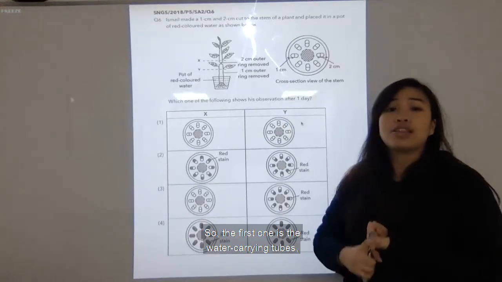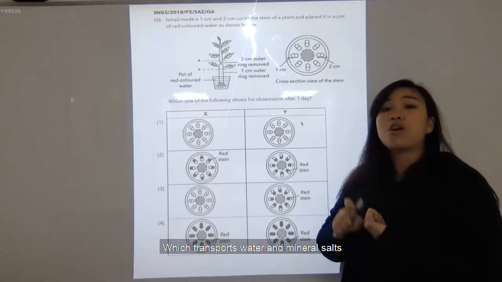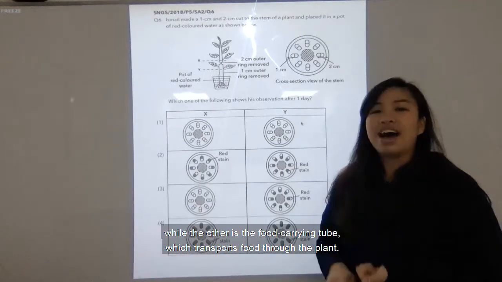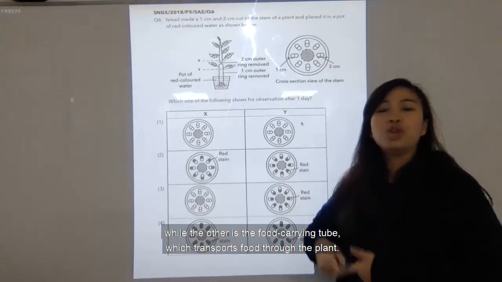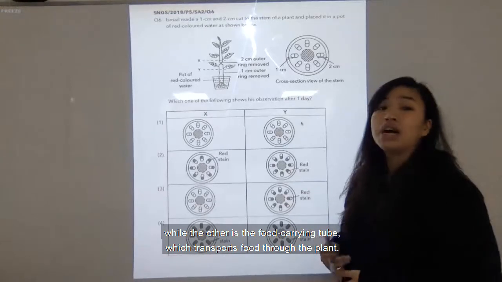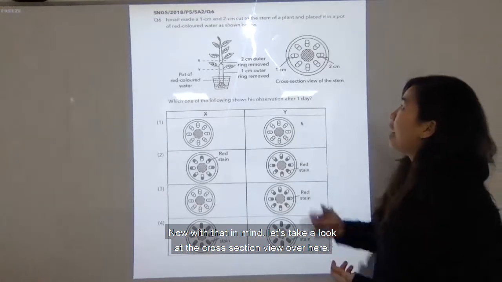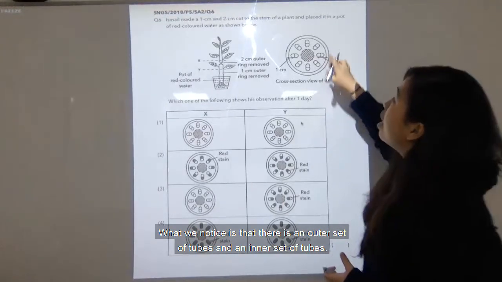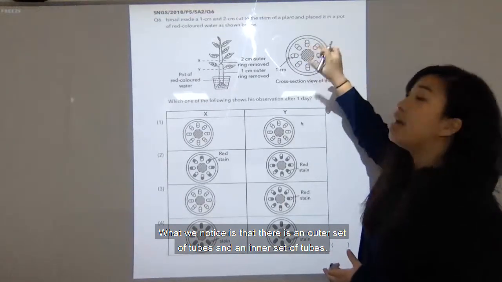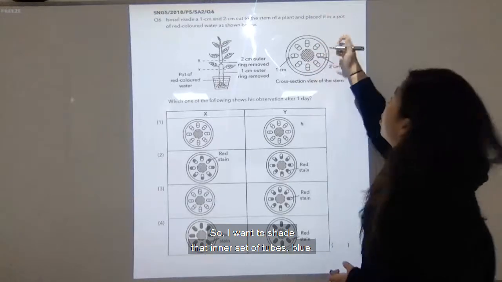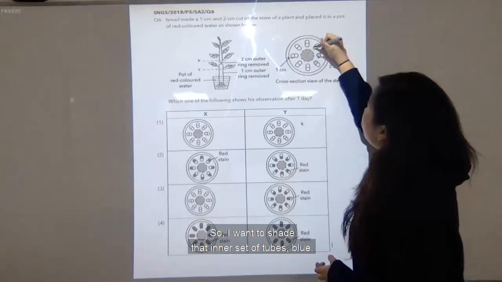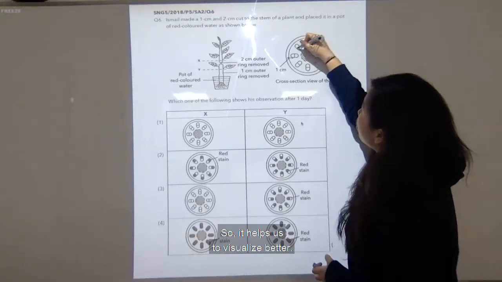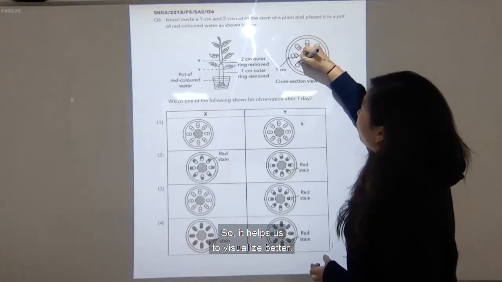So the first one is the water carrying tubes, which transports water and mineral salts, while the other is the food carrying tube, which transports food through the plant. Now with that in mind, let's take a look at the cross-section view over here. What we notice is that there is an outer set of tubes and an inner set of tubes. So I'm going to shade the inner set of tubes blue so it helps us to visualize better.